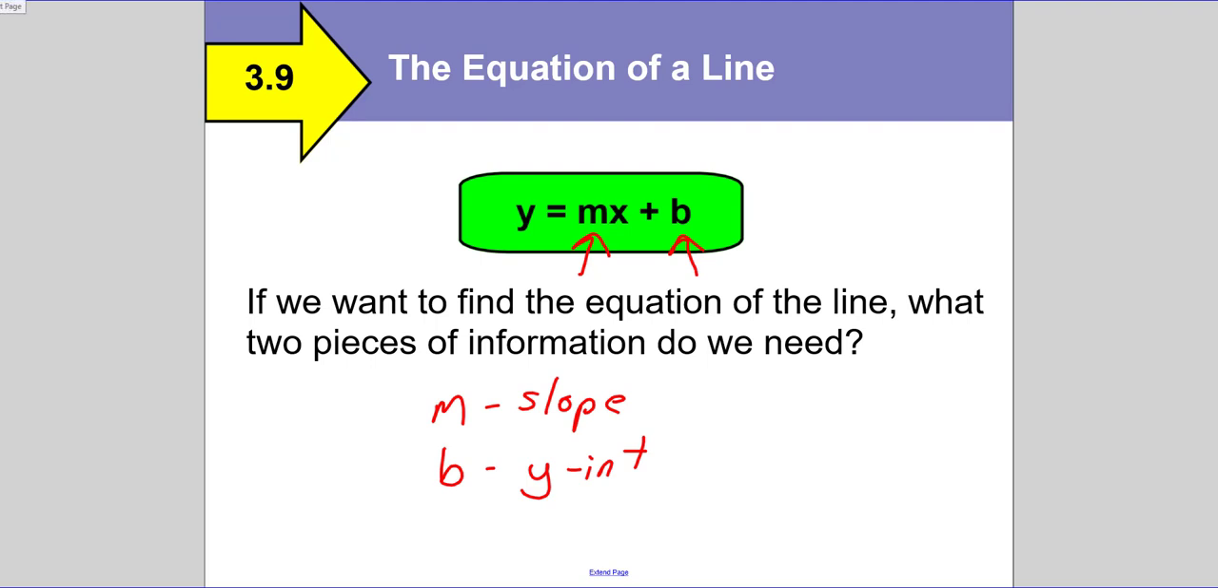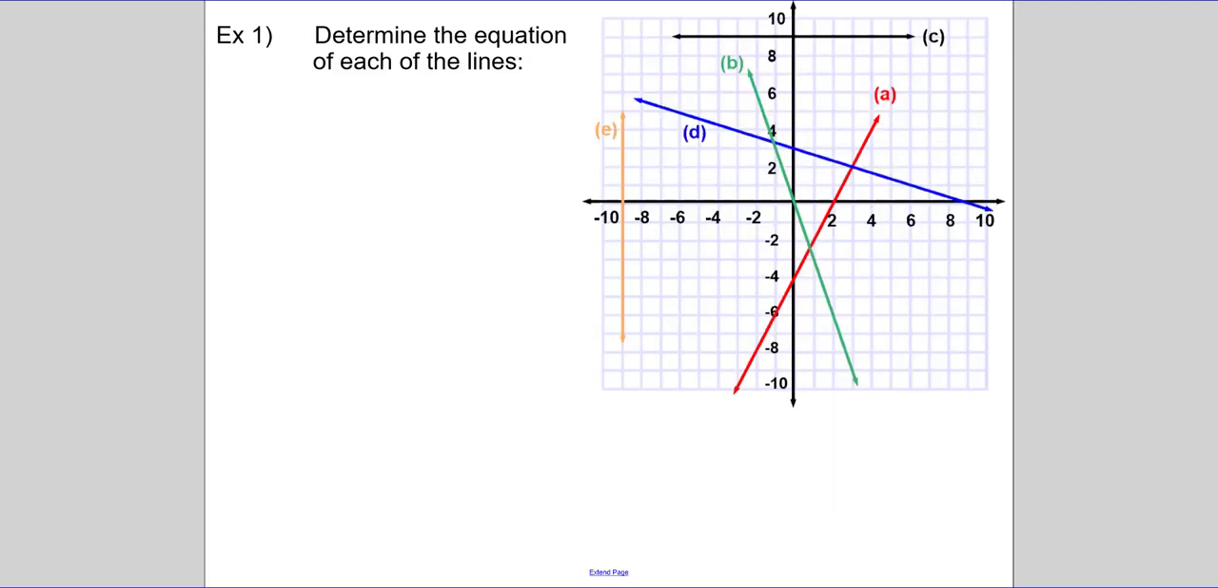And what if I actually gave you the graph of a line? So over here, you can see I have 5 different lines on my grid, and we're going to find the equations for all 5 of them here. We'll start with A, and that's the line that I have in red. So again, our plan of attack, we need to find the slope, and we need to find the y-intercept.